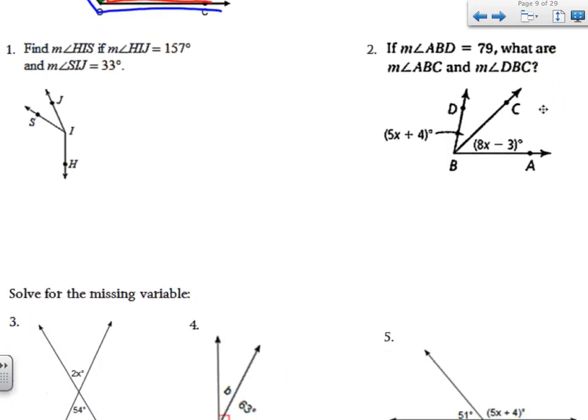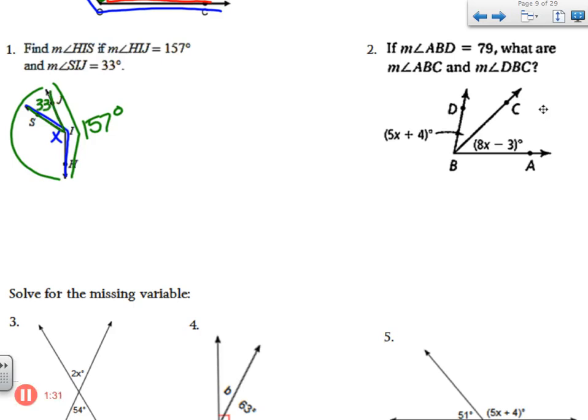So example number 1, they gave me some stuff to read. I have the measure, the little m means measure, so I have the measure of HIS, which I'm going to call X. If I know HIJ, the whole entire thing, is 157 degrees, so all of that together is 157 degrees, and the measure of SIJ, this angle right here, is 33 degrees.